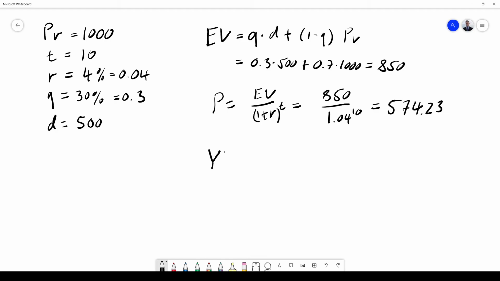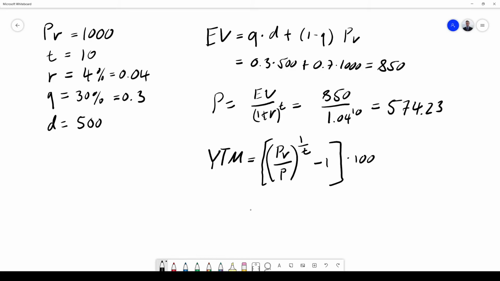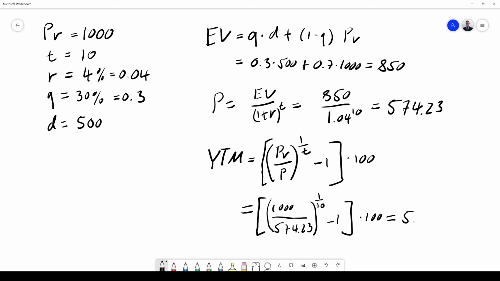Now we can calculate the yield to maturity. The yield to maturity is defined as the principal divided by the price to the power of 1 over the number of years. And since it's a percentage, we need to subtract 1 and multiply by 100. Plugging in the numbers, we get 1,000 divided by 574.23, in brackets, raised to 1 over 10, minus 1 times 100, and we get 5.7%.